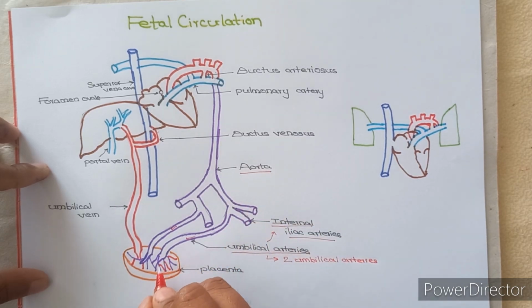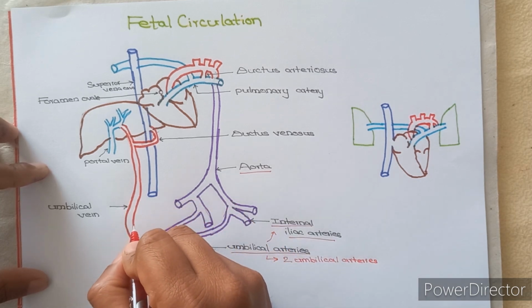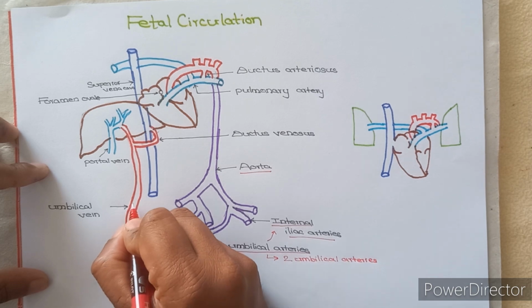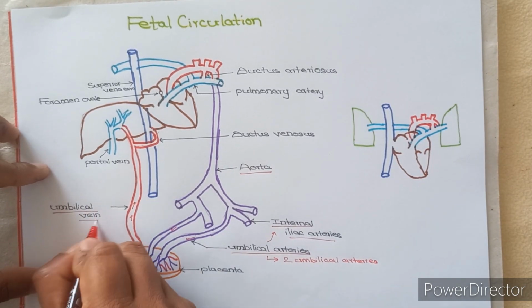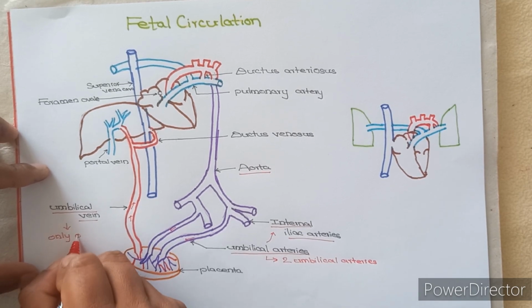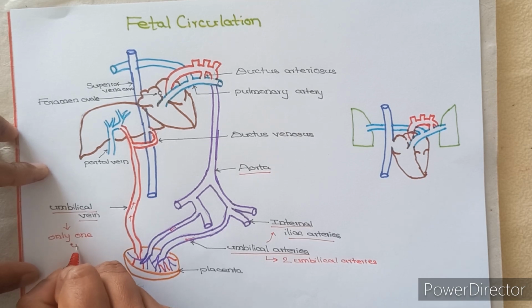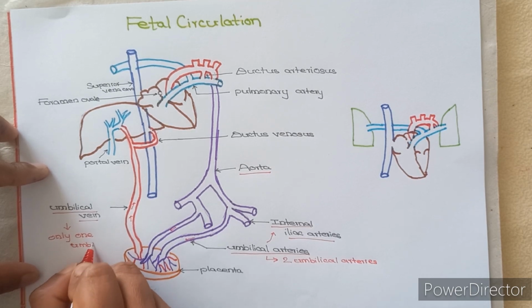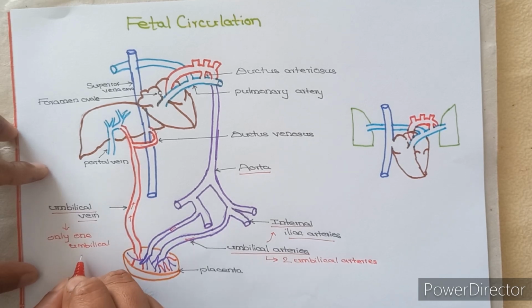Once the blood reaches the placenta through an umbilical artery, oxygenation takes place in the placenta. From the placenta, the oxygenated blood goes back to the fetus through an umbilical vein. In the fetus, we have only one umbilical vein. The right umbilical vein degenerates and the left umbilical vein is left. This umbilical vein carries oxygenated blood from the placenta to the fetus.